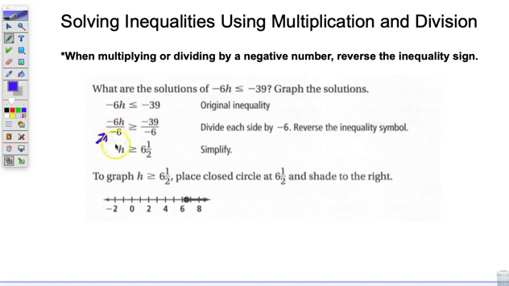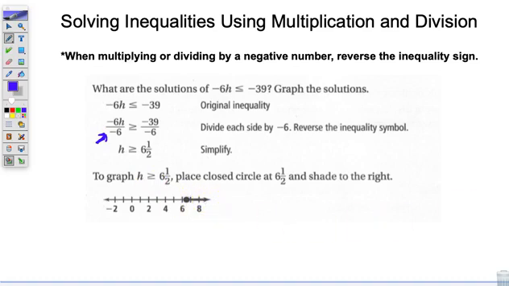Negative 6 divided by negative 6 is 1h. You bring down that reversed inequality sign. Negative 39 divided by negative 6 is positive 6 1/2. And then you, of course, graph it like we did earlier in solving inequalities by adding and subtracting. 6 1/2 is in between 6 and 7. So you can see this solid circle because we do have a greater than or equal to sign. And our answer h is to the right of that.